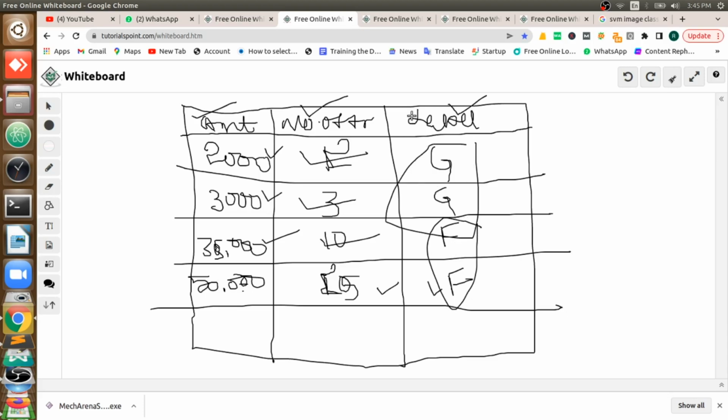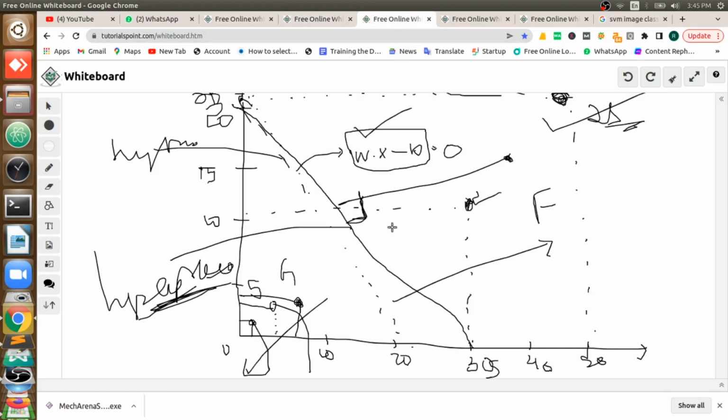Now we will plot these on a graph. So these will be plotted: we have 1 point, 2 points, 3 points and 4 points. Here we have 4 points. Now we need to find this hyperplane. For the hyperplane, what is the equation? W dot x minus b equal to 0. So how we need to solve that equation, we will see.